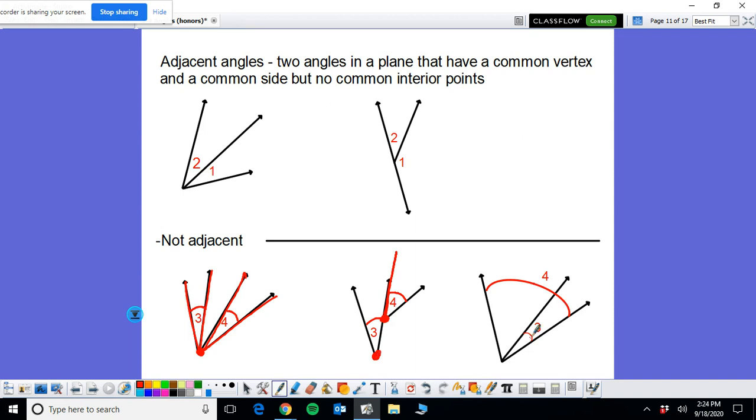And probably the trickiest situation would be 3 and 4. 3 and 4 are not adjacent. I kind of showed you that in the notes. They do share a vertex, and they kind of share the same side, but as you see, angle 4 overlaps angle 3. You cannot have overlap for adjacency. Hopefully that makes that nice and clear for you.